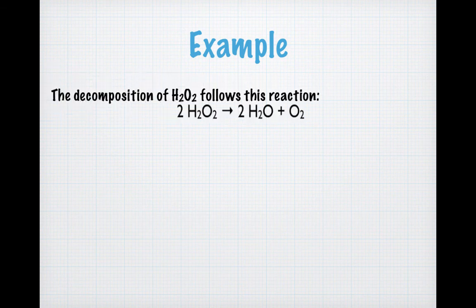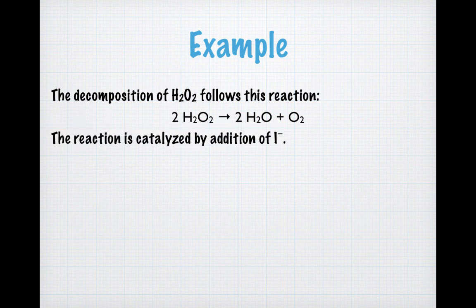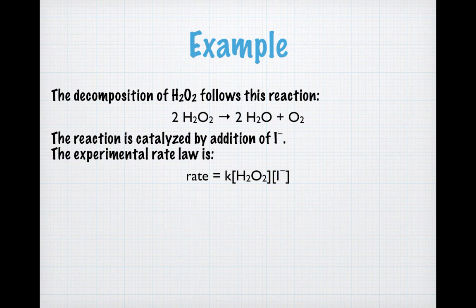Let's look at an example. We're going to look at the decomposition of hydrogen peroxide, H2O2. It follows this reaction: 2H2O2 goes to two waters and an oxygen. We see that it is catalyzed by the addition of the iodide ion. It's quite an exciting reaction, actually. The experimental rate law, when you have the I minus as a catalyst, is rate equals k, concentration of H2O2 times concentration of I minus.